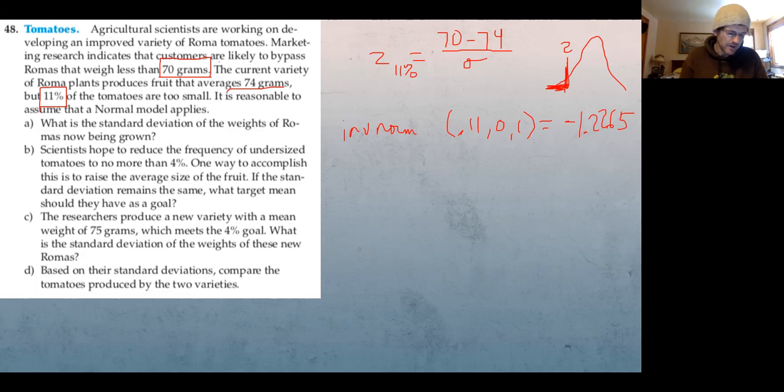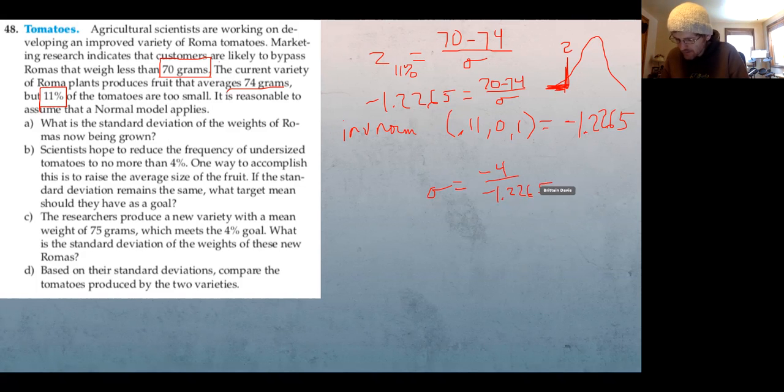Hopefully you agree. So I'm just going to plug that z-score in. Negative 1.2265 equals 70 minus 74 divided by the unknown standard deviation. I'll do my little switcheroo. So I get the standard deviation equals negative 4 divided by negative 1.2265. And that is going to be basically 3.26.